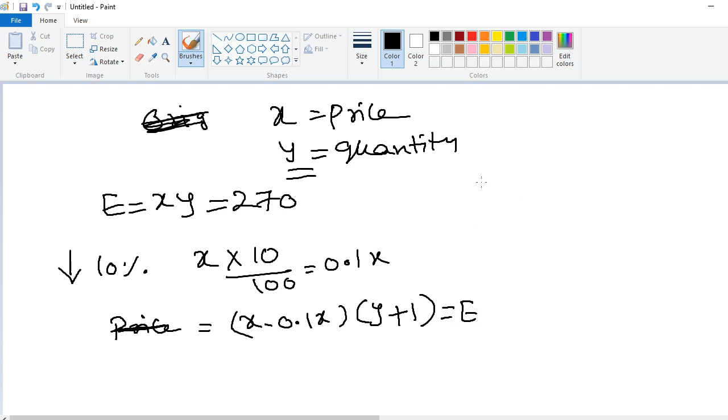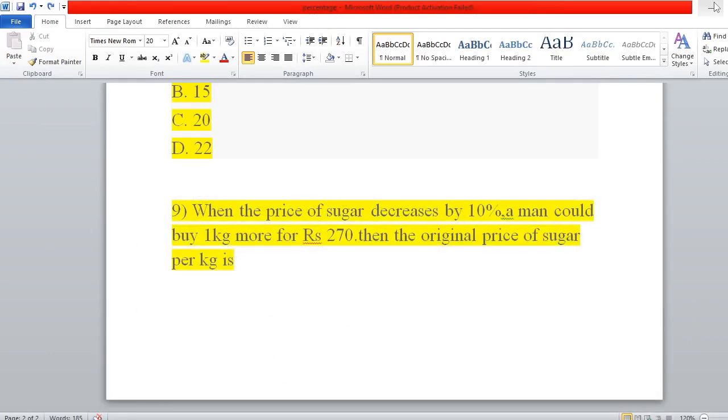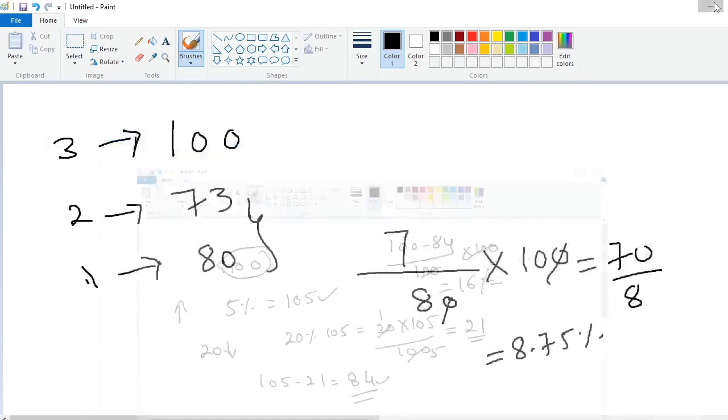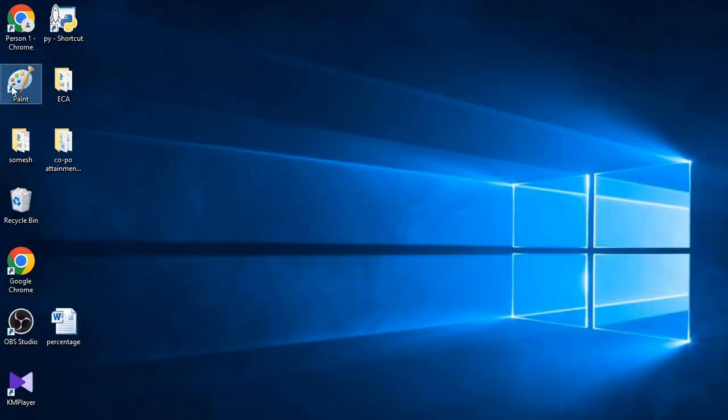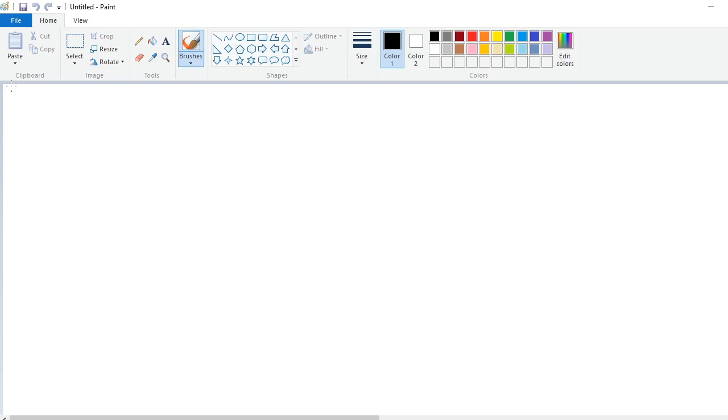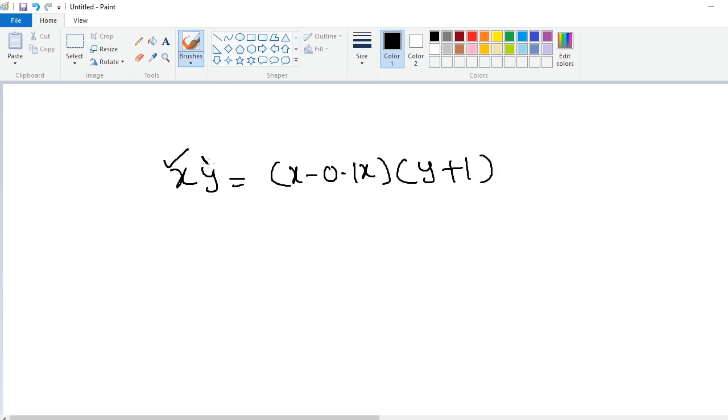So by equating these two equations, xy is equal to x minus 0.1x into y plus 1. This is the original price, this is the original quantity. After decreasing 10%, the price becomes x minus 0.1x and quantity becomes y plus 1, 1 kg extra.